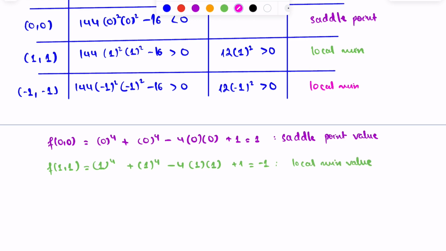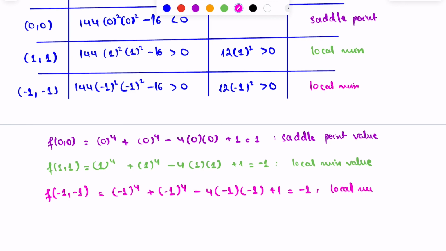And for the last critical point, you have f(-1, -1). You get (-1) to the 4th plus (-1) to the 4th minus 4 times -1 times -1 plus 1, and this still gives you -1, and this is the local minimum value.